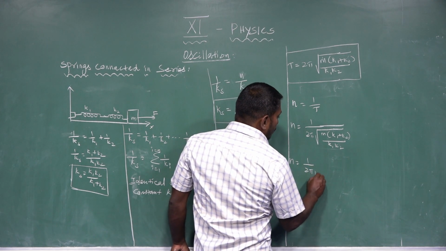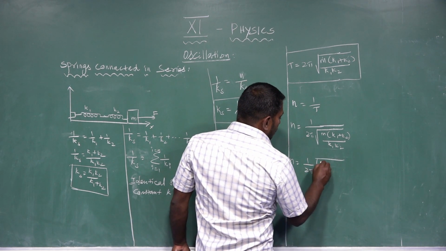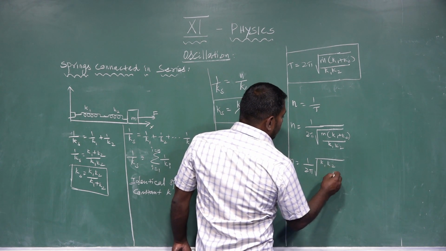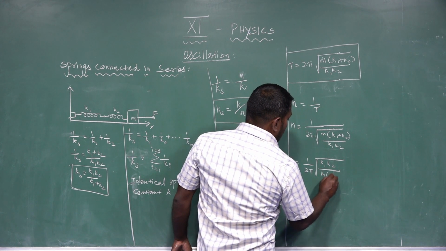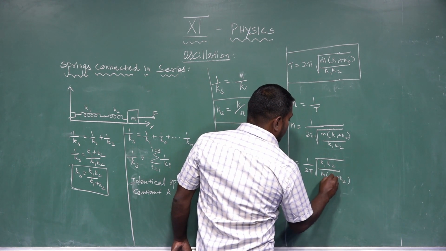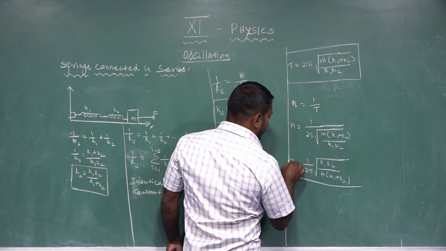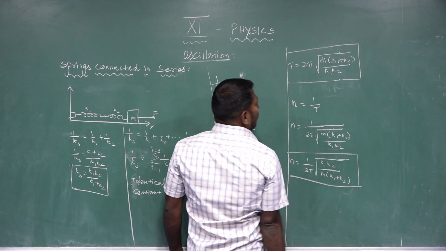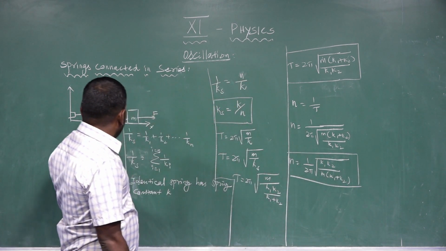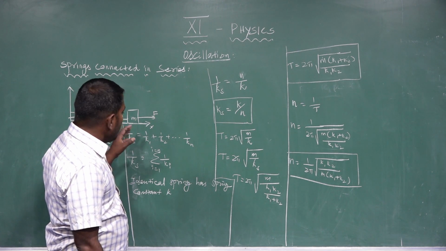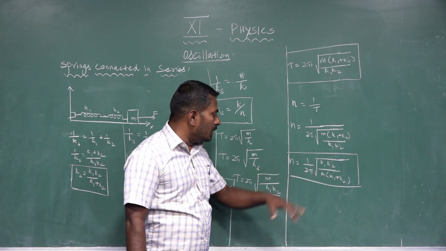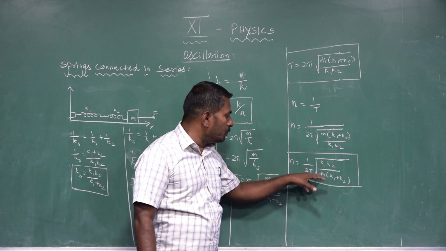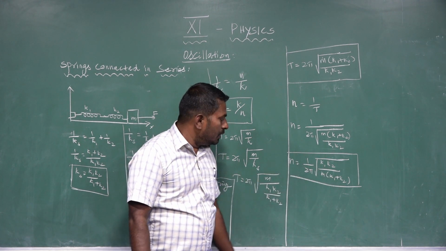The frequency of oscillation if two springs are connected in series: n is equal to 1 divided by 2 pi square root of k1 k2 divided by m (k1 plus k2). This is another important expression. If two springs connected in series execute simple harmonic motion of the load of mass m, n is equal to 1 divided by 2 pi square root of k1 k2 divided by m (k1 plus k2).